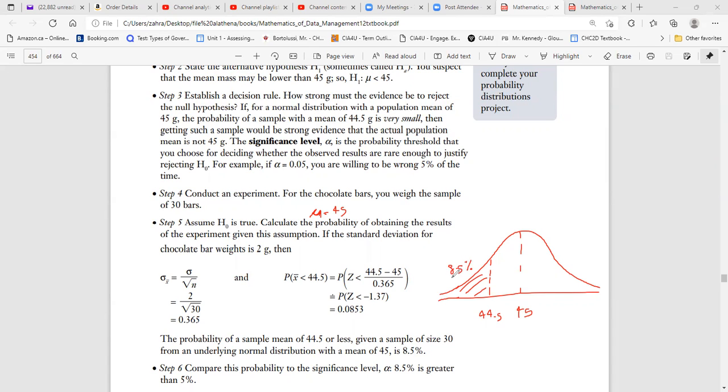So it means bigger is better, right? If this is closer to your hypothesis, right? If we say 5%, this is my 5%, let's say. 8.5% is bigger than 5%. It means what you got is better, closer to the claimed value, which is 45. So therefore, there is not enough evidence to reject the null hypothesis. If somehow you got a number less than 5%, you would reject the null hypothesis and say you have enough evidence to reject the null hypothesis.